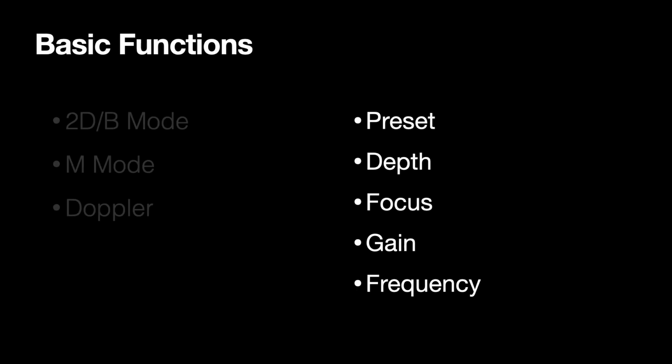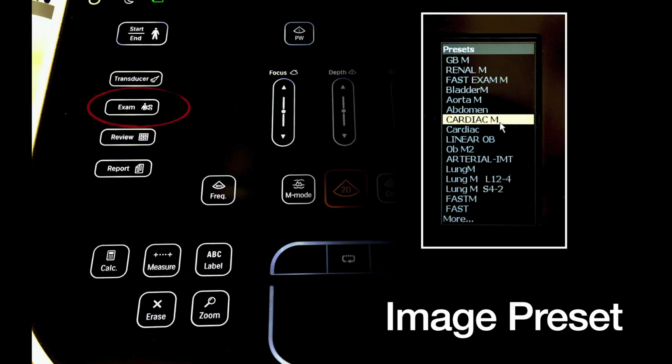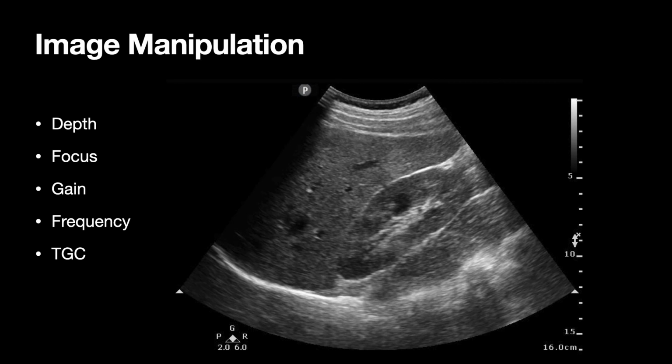Now, in addition to those basic modes, there are several functions that the machine can do that will allow us to manipulate and better view that image. The first one is the image preset, and this is really important. Every machine comes in with some factory-built presets, and then we've added certain presets that fit our needs. So when you start your exam, you want to make sure you're in the correct preset, and this is going to optimize all the other settings, probe, and all the other functions to really get the best image as easily as possible. Once we've selected the proper preset, we can change some of the functions that allow us to manipulate this image to get the best image possible.